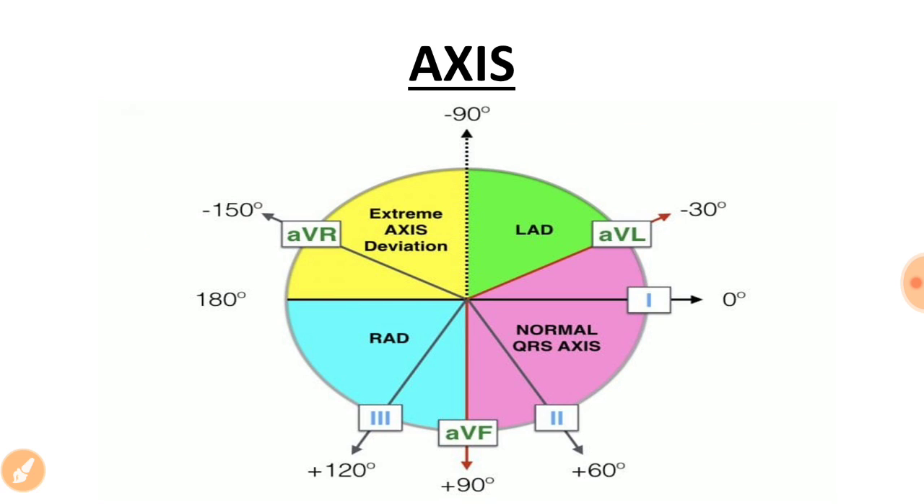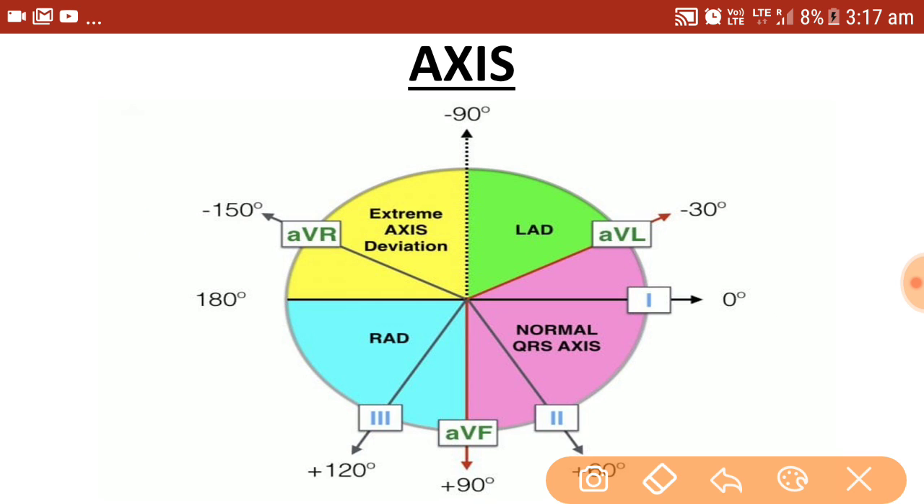Another, now after rate and rhythm, the important thing which comes is axis. In axis, many people are very worried, but it is very simple. You just see, I'll tell you something. You need to see ECG at lead 1 and AVF. Okay, so this we are considering normal axis. Between minus 30 to plus 110, we are considered as normal.